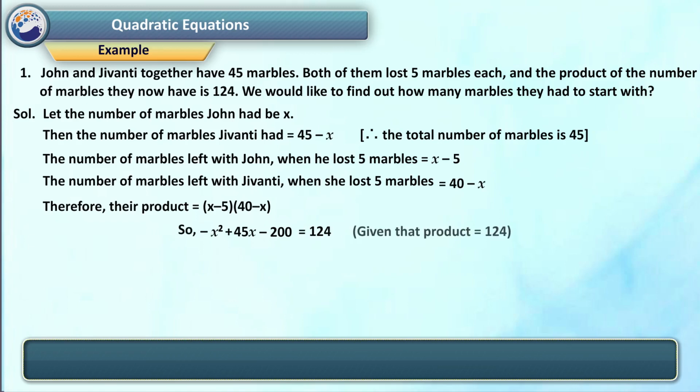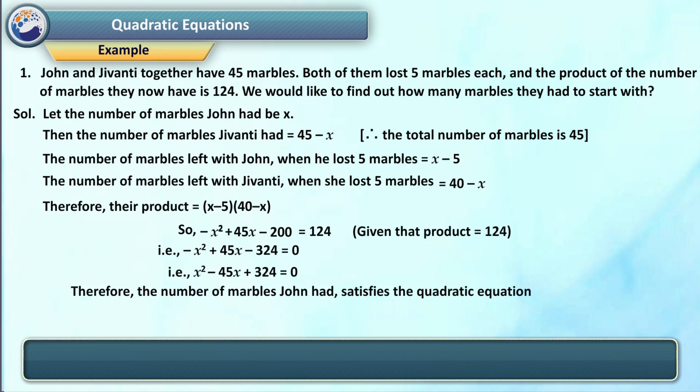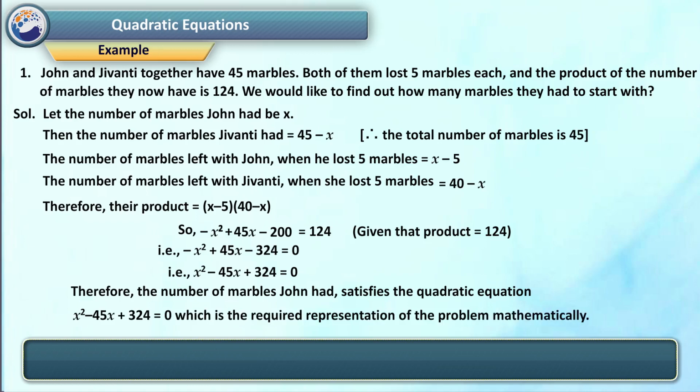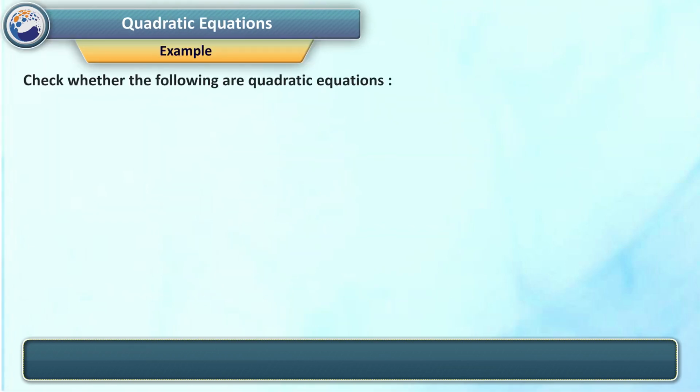So, minus x squared plus 45x minus 200 is equal to 124, given that the product is equal to 124. In other words, minus x squared plus 45x minus 324 is equal to 0. Multiplying by minus 1 throughout, we get x squared minus 45x plus 324 is equal to 0. Therefore, the number of marbles John had satisfies the quadratic equation x squared minus 45x plus 324 is equal to 0, which is the required representation of the problem mathematically. Check whether the following are quadratic equations.